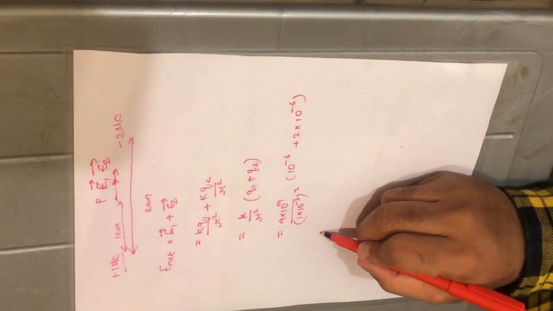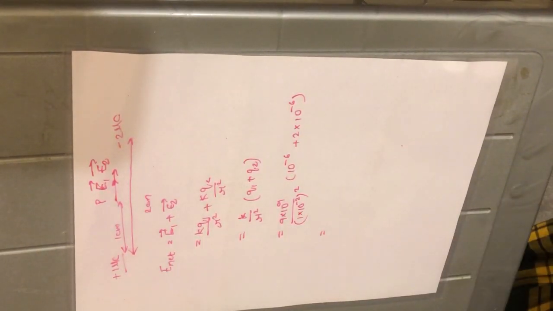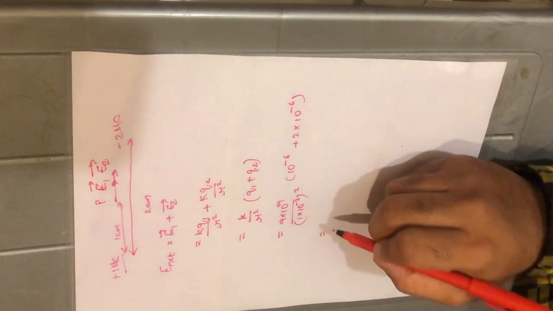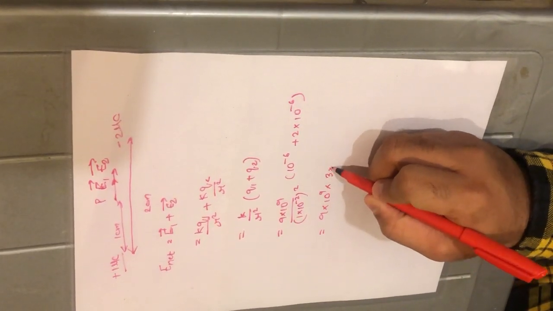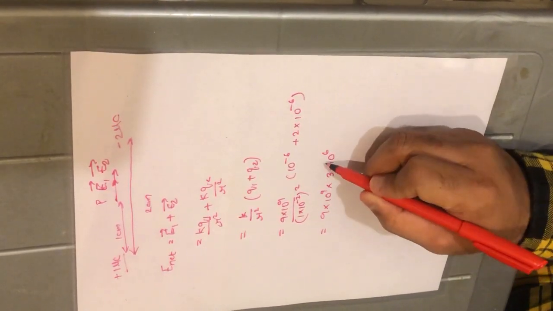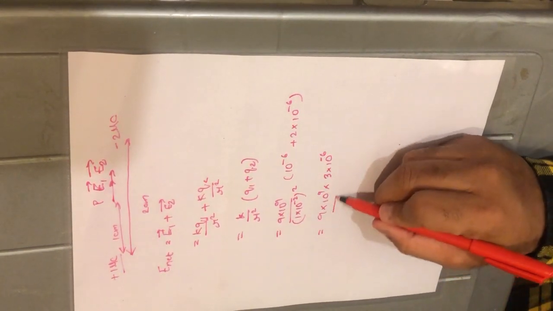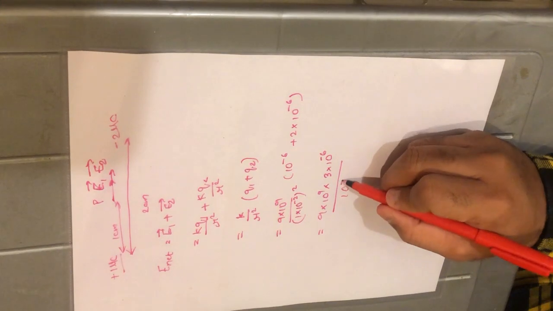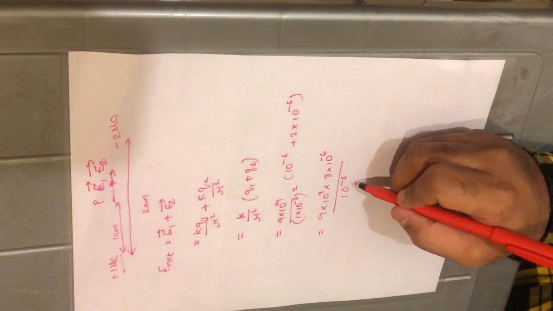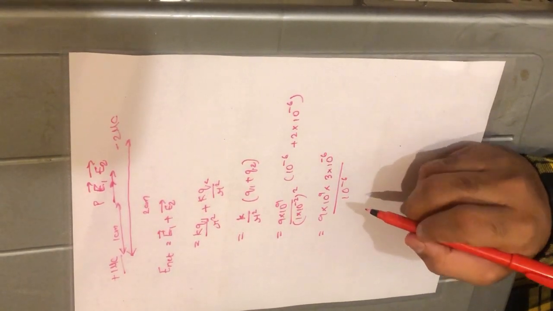Now substituting the values of Q1 and Q2, it becomes 10 raised to minus 6. So basically it is 1 into 10 raised to minus 6 for Q1, plus the value of Q2, which is 2 into 10 raised to minus 6. Now doing the calculation, we get 9 into 10 raised to 9 multiplied by 3 into 10 raised to minus 6, because you take 10 raised to minus 6 as common, and 1 plus 2 becomes 3.